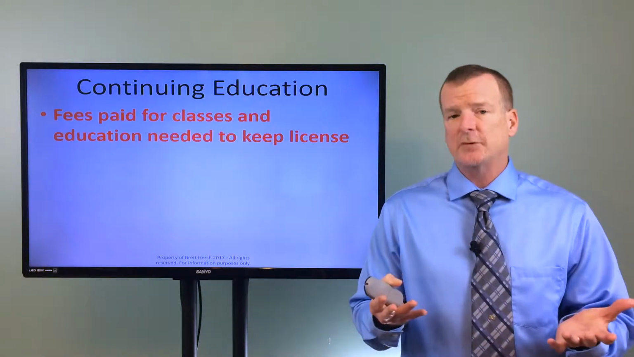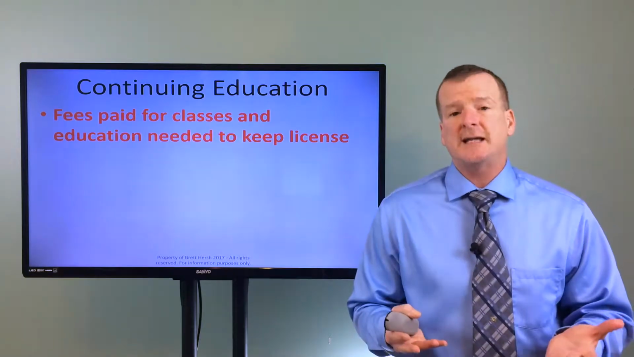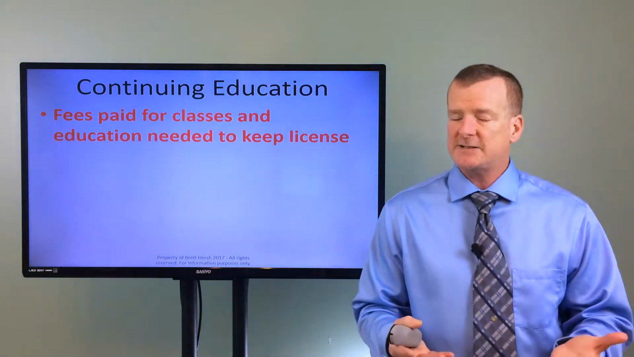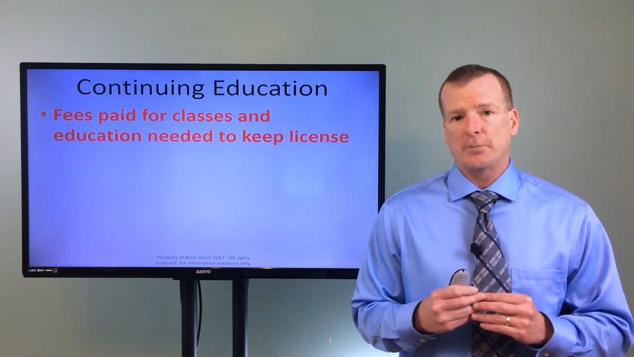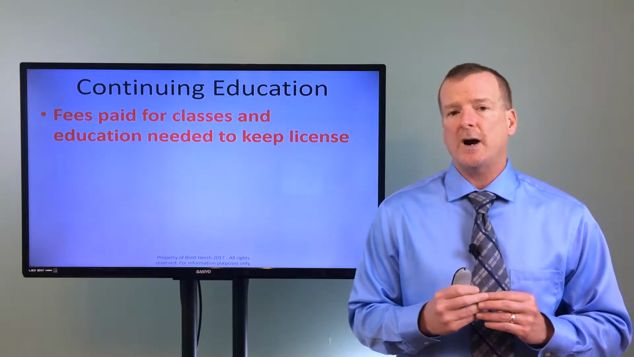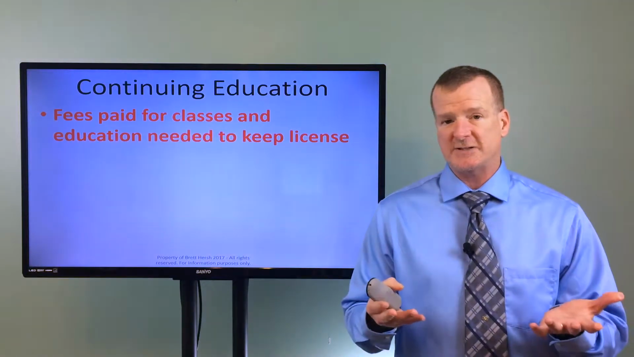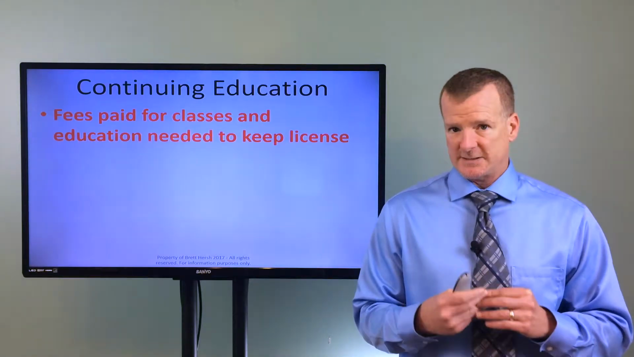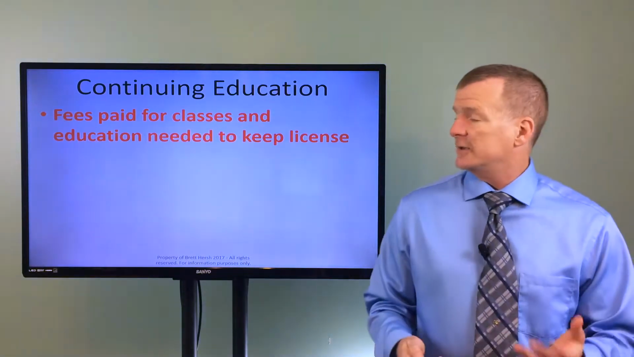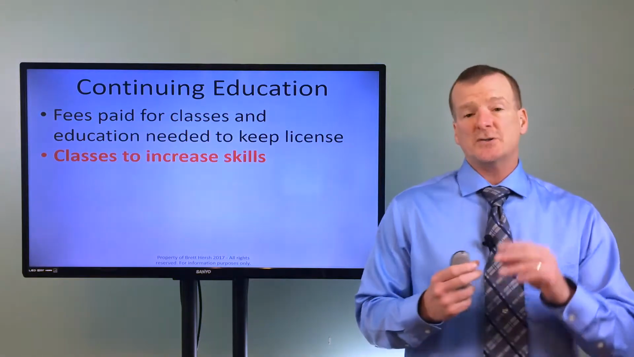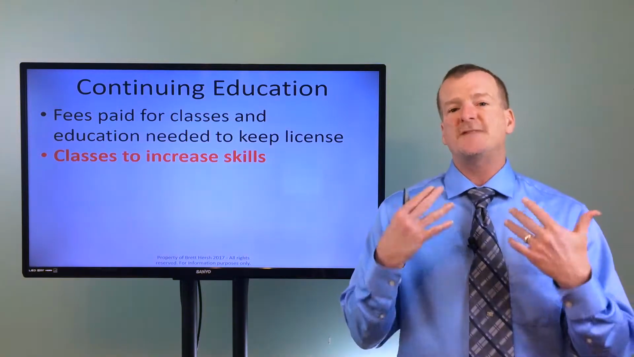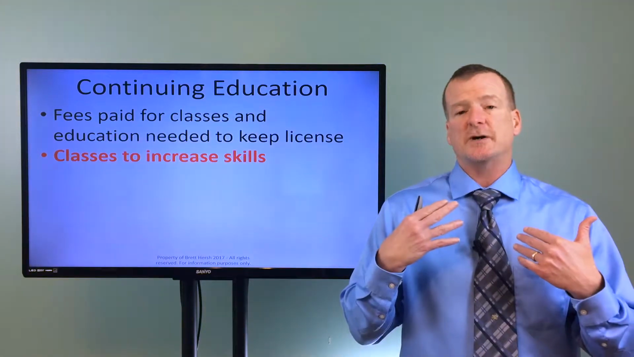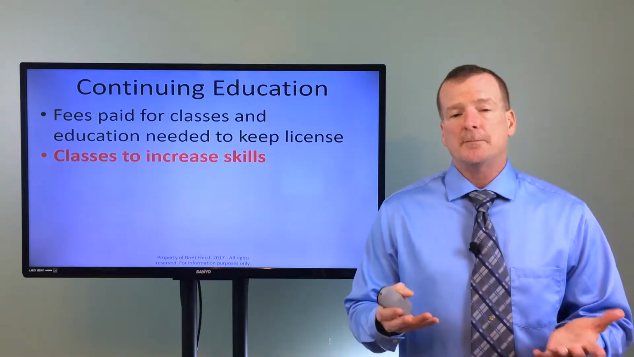You want to be an effective real estate agent, but also you need to keep your license, which I'm sure you do. Most states, most accounting association boards, are going to require you to get a certain amount of continuing education, if not every year, every couple of years, to keep your license. So that would be deductible as a continuing education expense, but also classes that make you a more effective real estate agent. So classes to increase your skill and make you more effective.